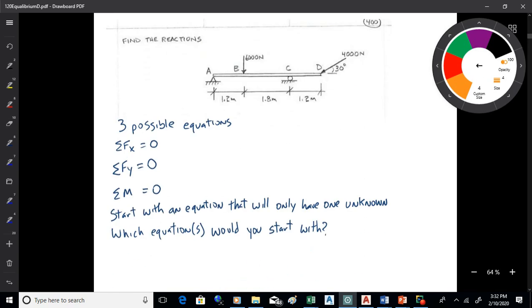All right. Now let's find the reactions then. Here's the deal. There are not infinite possibilities of how to do this. There are 3 possibilities: sum of Fx is 0, sum of Fy is 0, sum of moments is 0. So what I want to do here, I want to keep my calculations as simple as I can. So what would be a good equation to start with if I want to have one unknown in my equation?